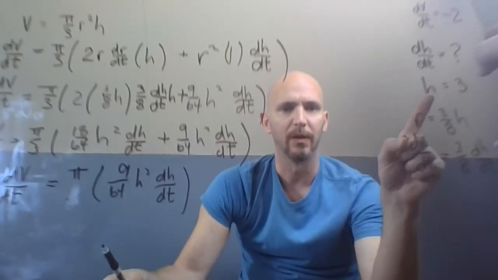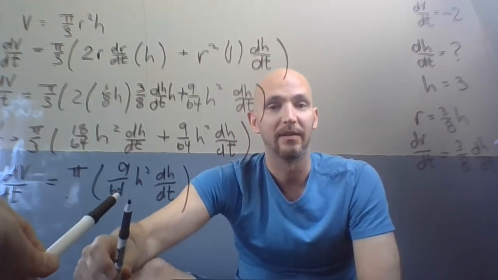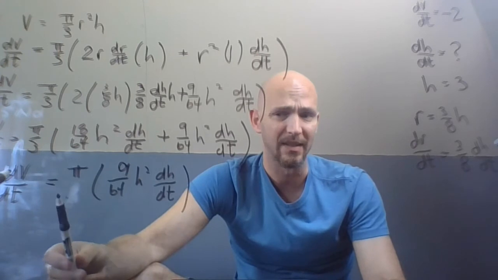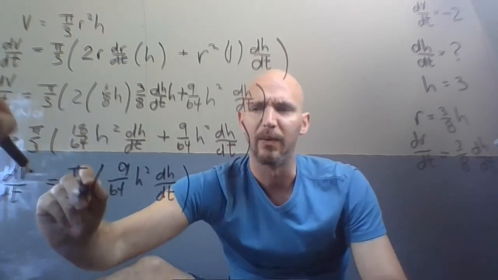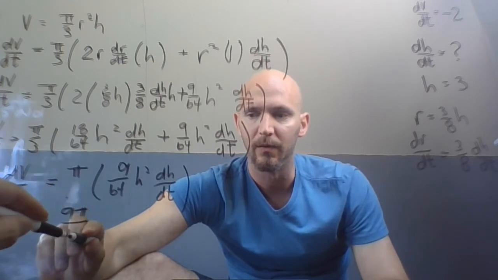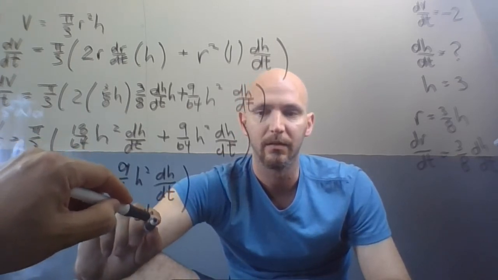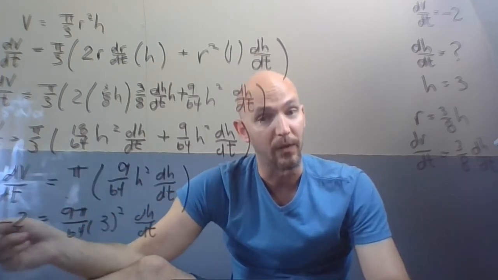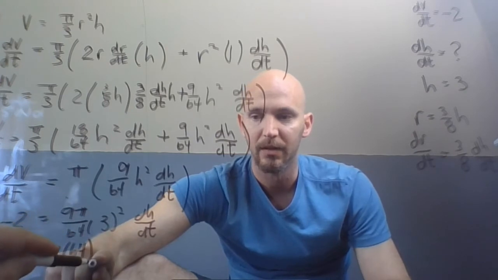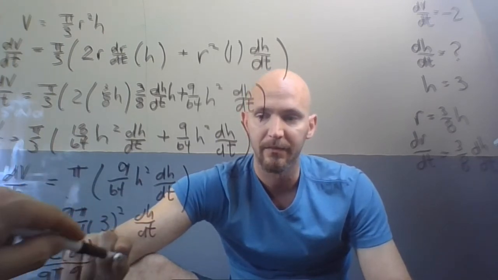So I've been asked for dh dt, which is here. I've been given a value of h, which is 3, and I was given a dV dt, which is -2. So I just have to drop these things into this mess here and solve for dh dt. So dV dt is -2, 9 pi over 64. Height was 3, squared, dh dt. So if I move all this stuff over, I'd end up with -2 times 64 divided by 9 pi, divided by 9, because 3 squared is 9, equals dh dt.